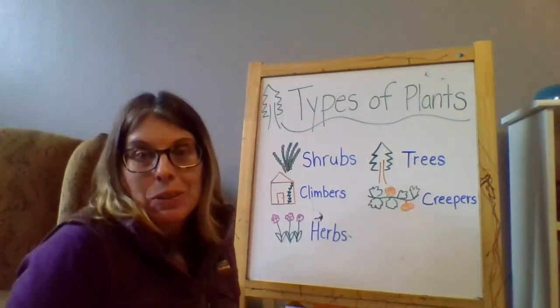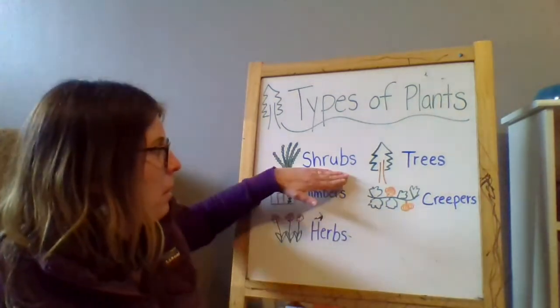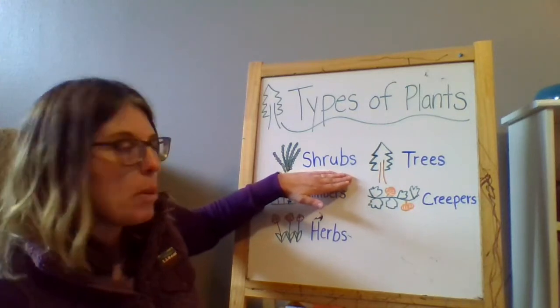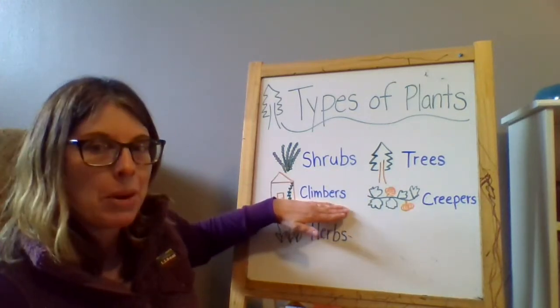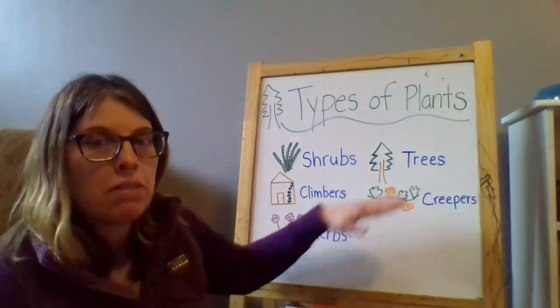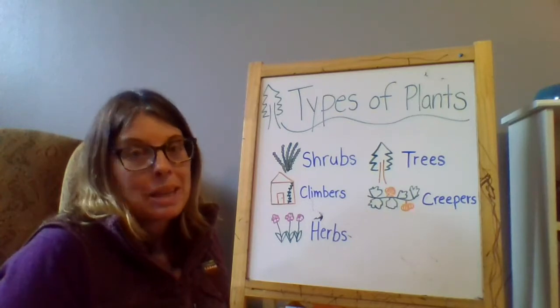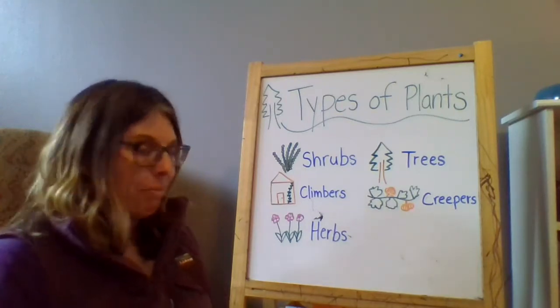What I want you to do is to pause the video for a moment and see if you can remember what makes a shrub, what makes a climber, and so on. So I want you to go through each of the 5 types of plants and remember what is true about each type of plant. So go ahead and pause me.